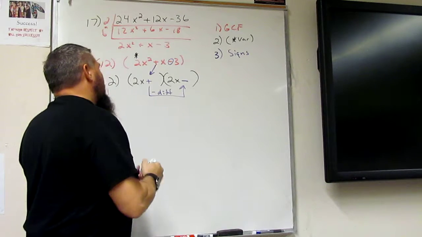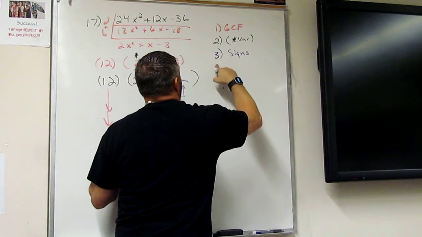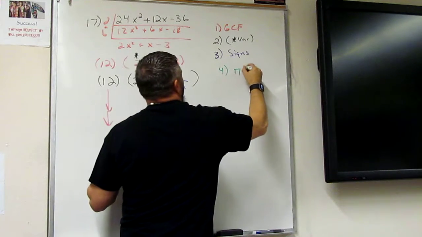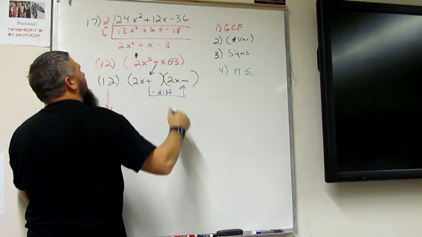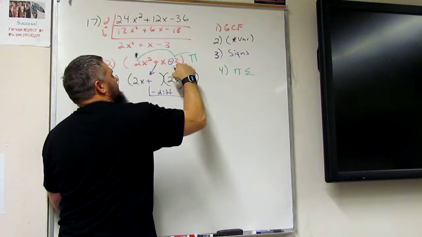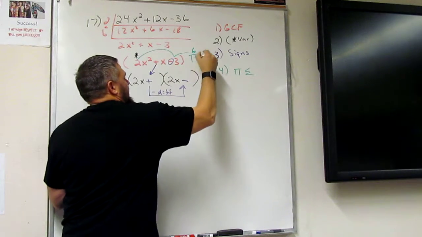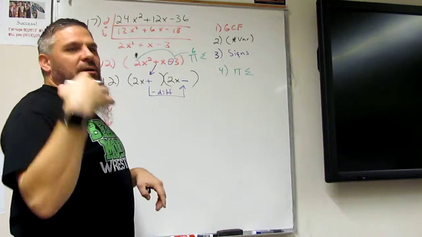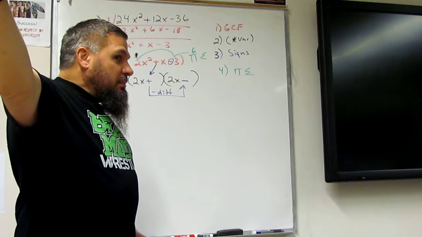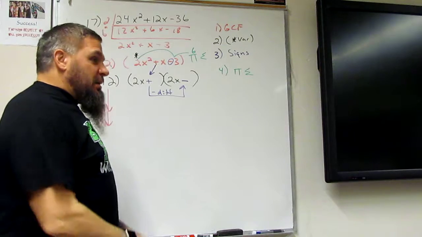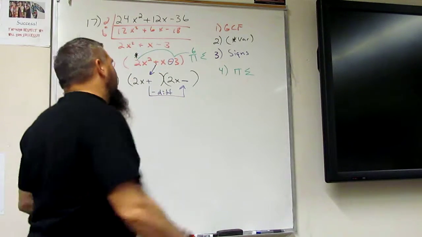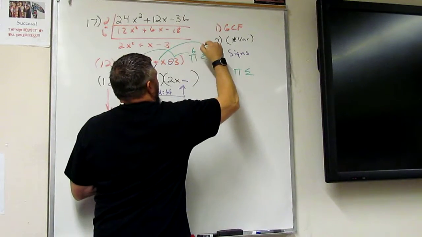That color's gone. Number 4. Not 14. 4 is product and sum. Alright. So we're taking this product is the first times the last. That's 2 times 3. That's 6. And then the sum is the middle number. But the middle number, there's nothing there. 1. Very good. Alright. So it's actually 1.